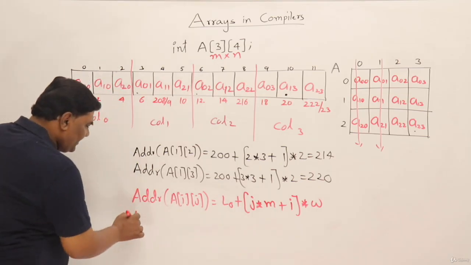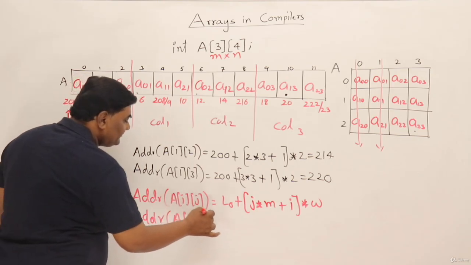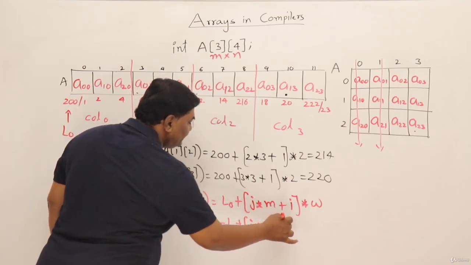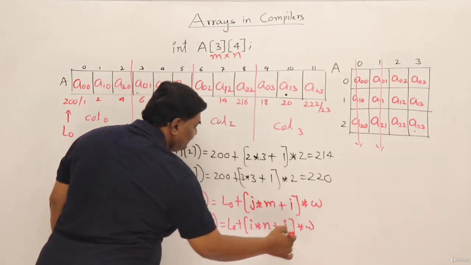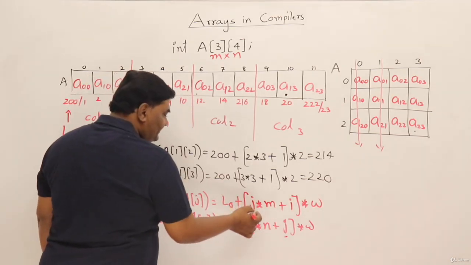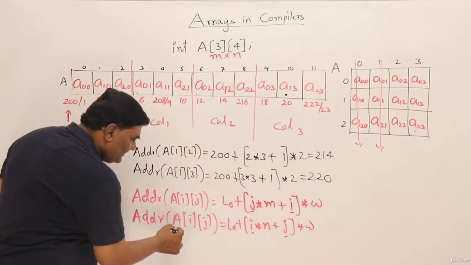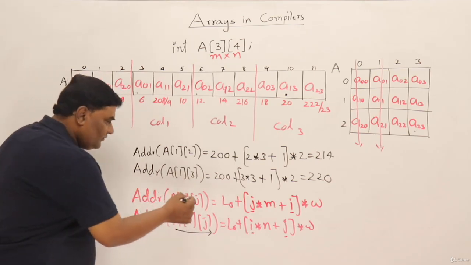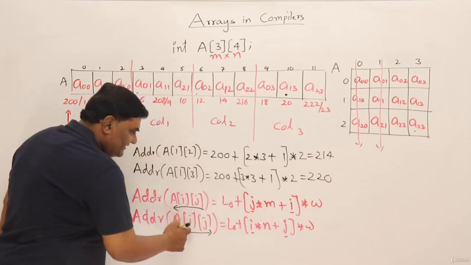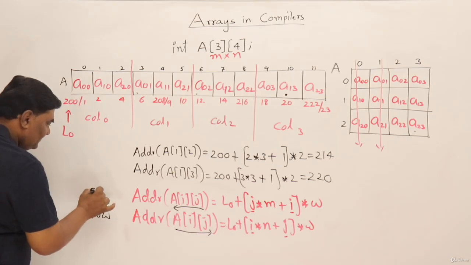I will write down the row major mapping formula also just below this one, so that we can see the difference between them. This was the row major formula: L0 plus i into n plus j, multiplied by W. So in row major, i was used first, then j, but in column major, j is used first, then i. So I can say that in row major, we go from left to right, and in column major, we go from right to left. So first j, then i. In row major, first i, then j. So this is for row major, and this is for column major.